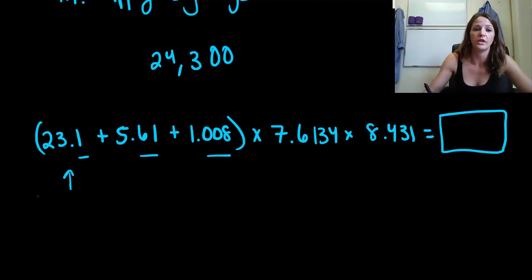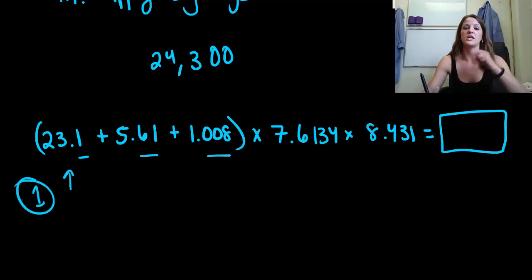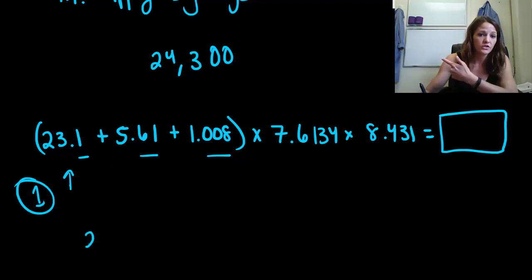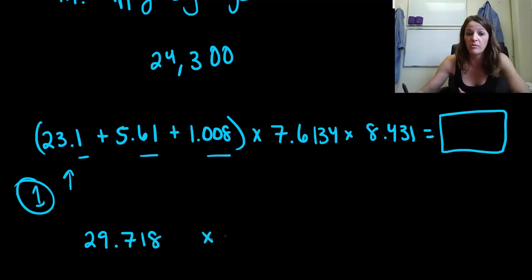So this one right here is going to be our winner. It's going to tell us that we can have 1 digit past the decimal once we determine this number. So we determined our significant figures, now we actually do the math. If we add these 3 things together, you end up with a number that is 29.718, okay, and then we're going to multiply that times 7.6134.